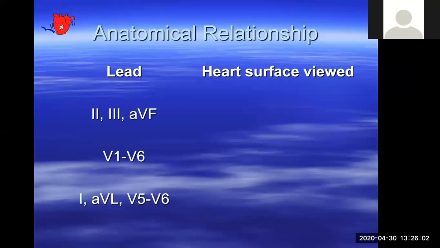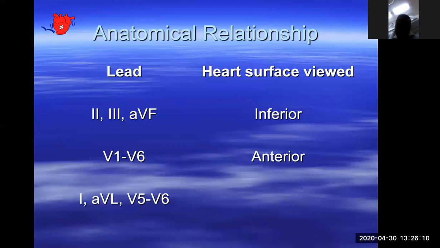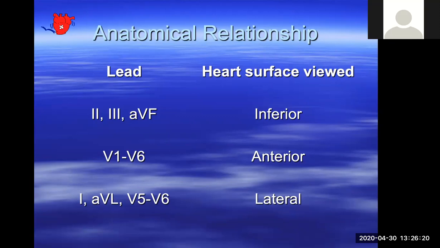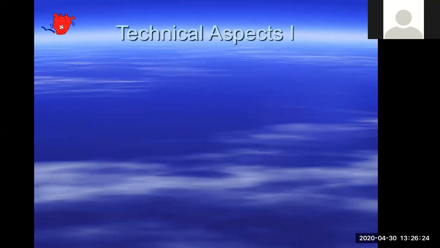So as we said, anatomically, leads two, three, and aVF are looking at the heart from below. So these are called inferior leads. V1 to V6 are anterior leads. But if you find changes limited to what are called the lateral leads, which are V5, V6, lead one and aVL, there'll be lateral changes. That's important, really in ischemia and infarction more than anything else.